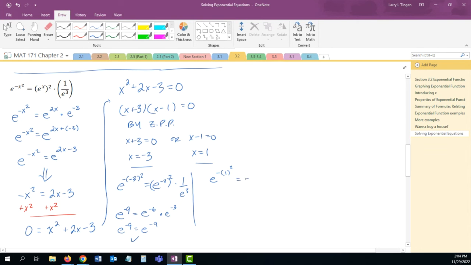-1 squared is equal to e to the first squared times 1 over e cubed. 1 squared is 1, but the negative is outside, so that's e to the -1 is equal to e to the first squared is e squared. 1 over e cubed is e to the -3. And now I got the same base on the right. 2 plus -3 is -1. They check. So the solutions are -3 and +1.